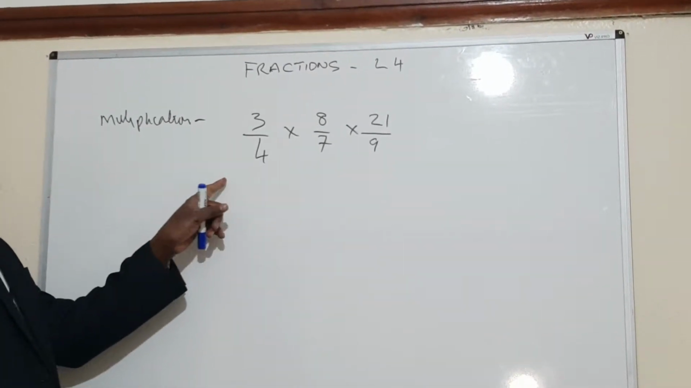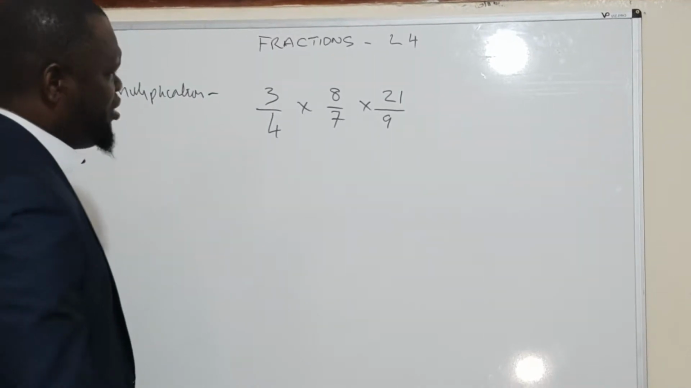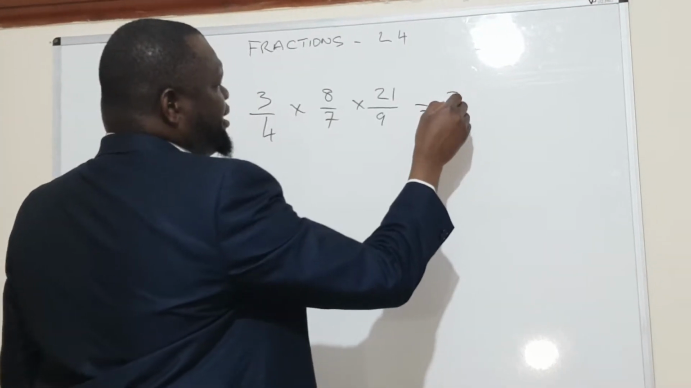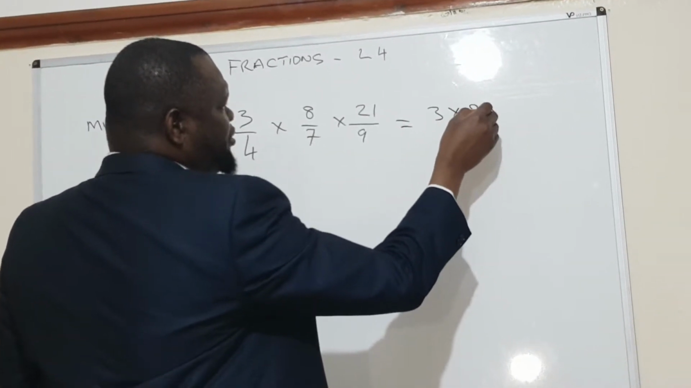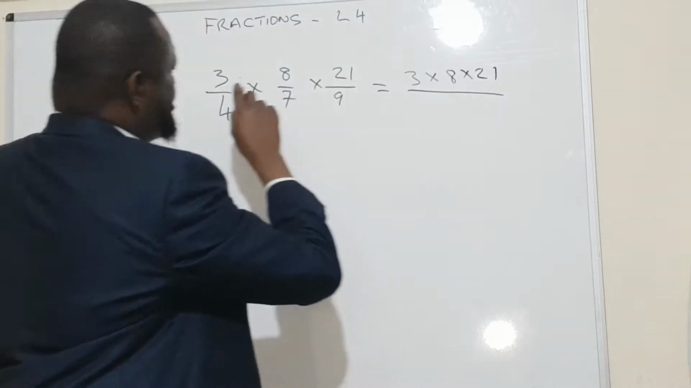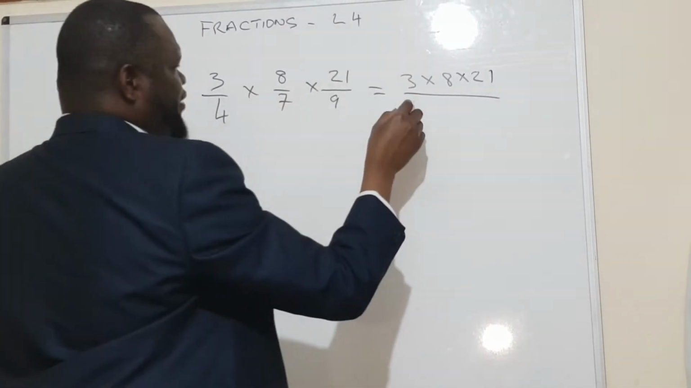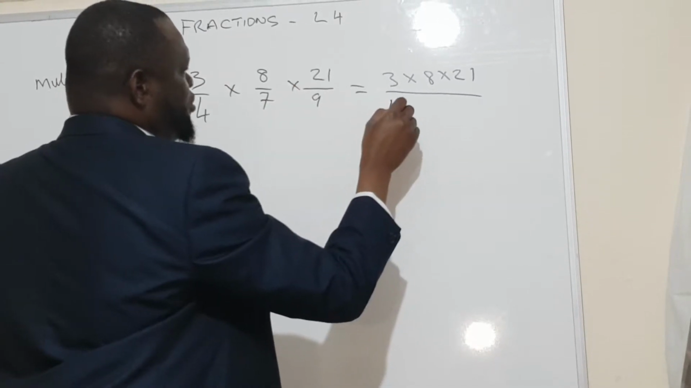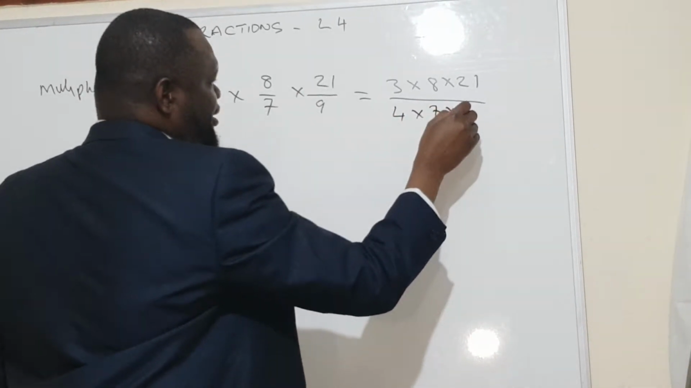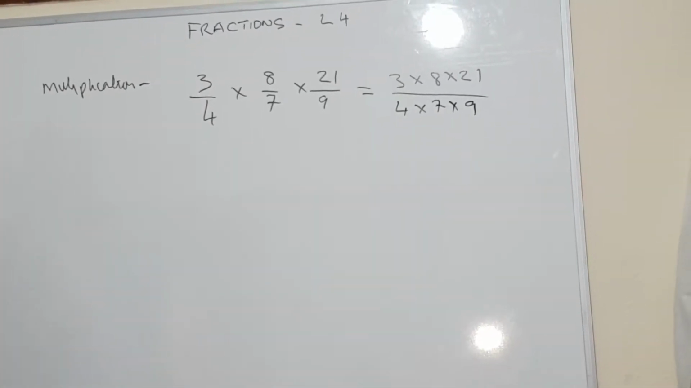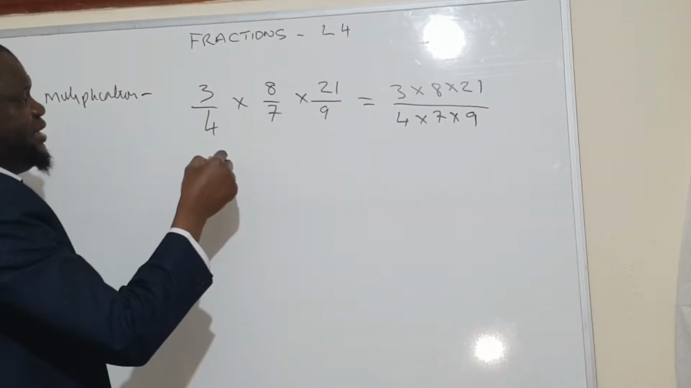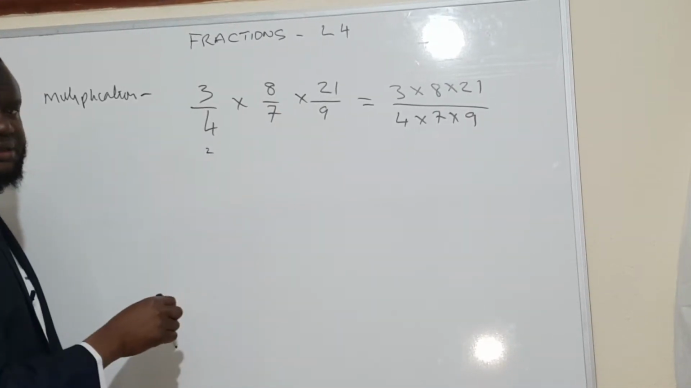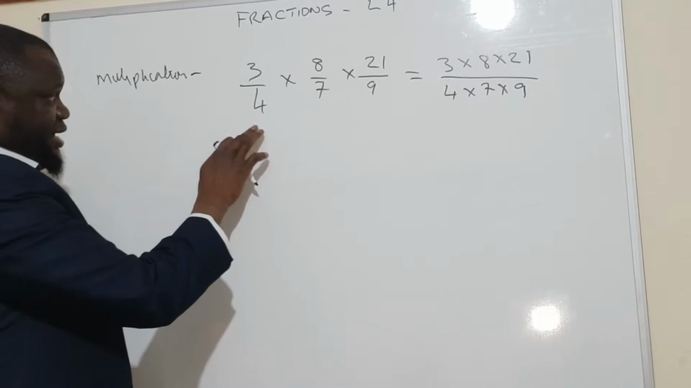Now, if you look at this, there are two ways to do it. If you are not very familiar with how to cross-cancel, you can just say this is the same thing as 3 times 8 times 21 on the top, divided by 4 times 7 times 9. You multiply the top and then divide by the bottom, because everything is being divided, and there's multiplication between them. Why did I do this? Because I see some people when they cancel, they are left with something that they didn't know is dividing again, so they forget that number.